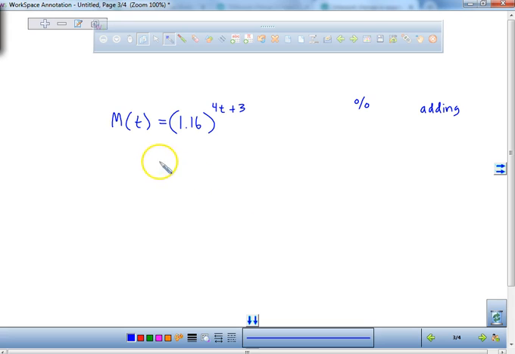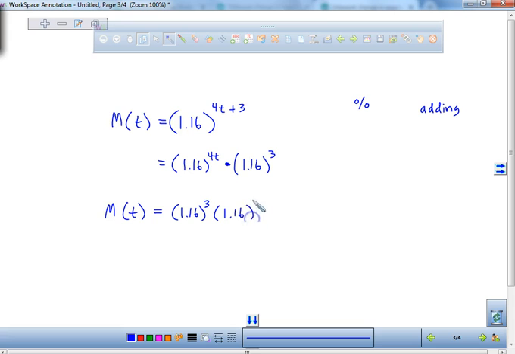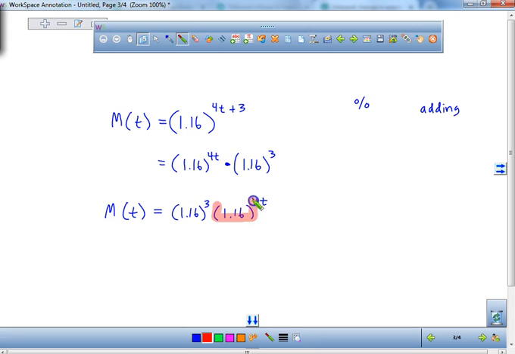Okay, so here's how you would separate your problem. 1.16 to the power of 4t times 1.16 to the power of 3, using the product property. This is actually going to be my b value. This is my a value. So I'm going to write it in order now, a and b. My a value is 1.16 to the power of 3. And my b value is 1.16 to the power of 4t. In order to find my rate, I'm going to take this part right here.